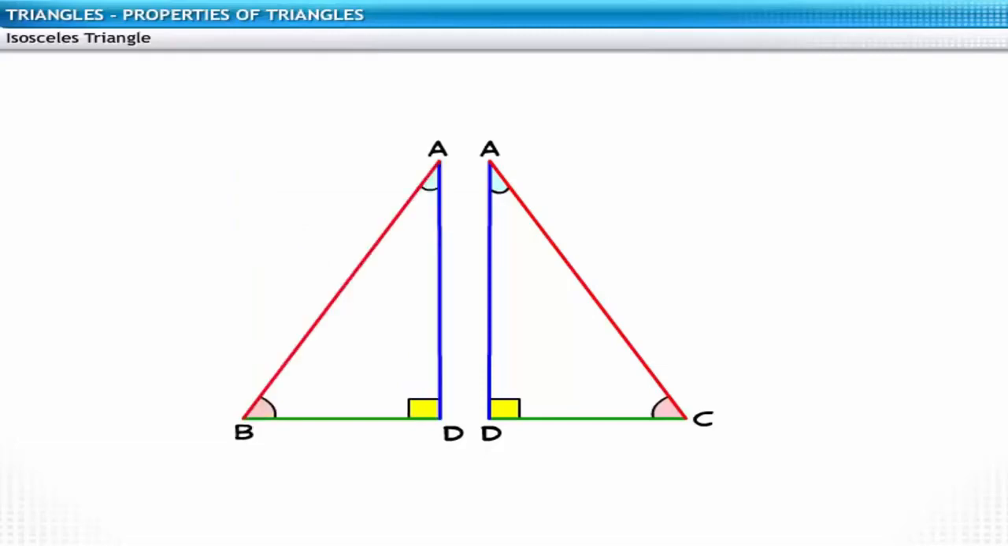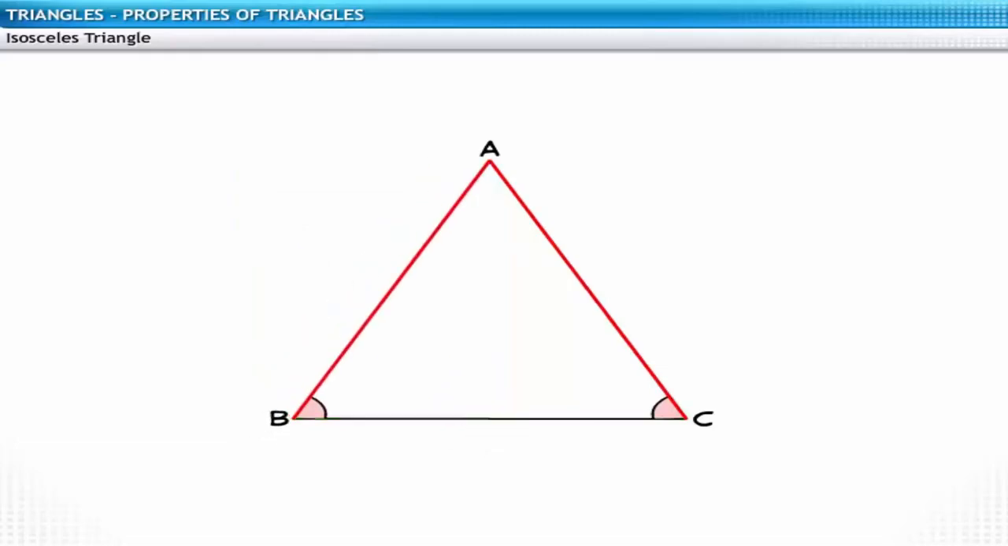Coming back to the isosceles triangle, we have two equal sides and the angles opposite to these sides are also equal. Based on these observations, we can conclude that angles opposite to the equal sides of an isosceles triangle are equal. We will prove it by using the criteria of congruence.